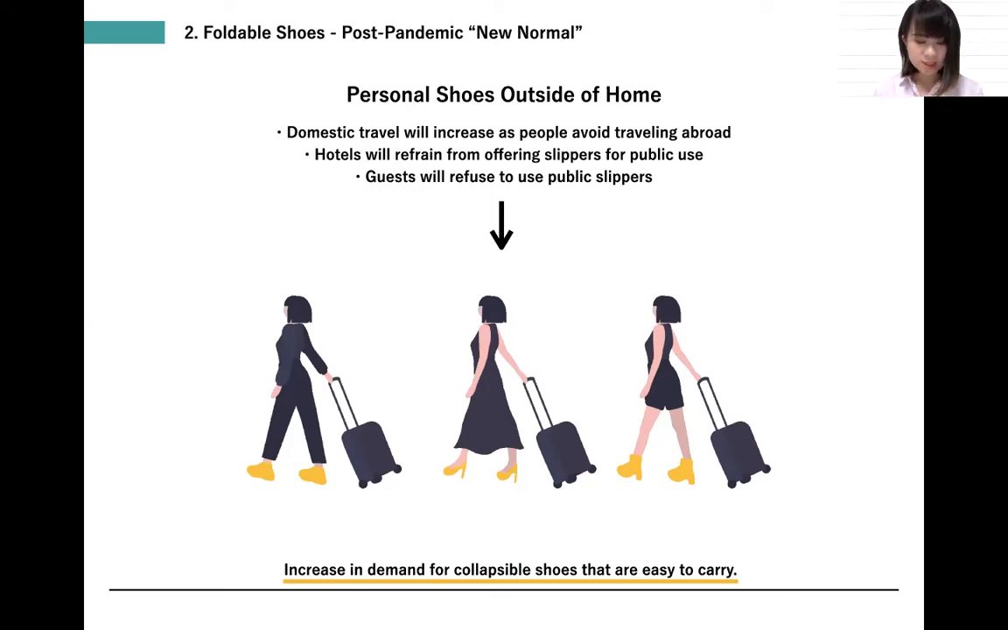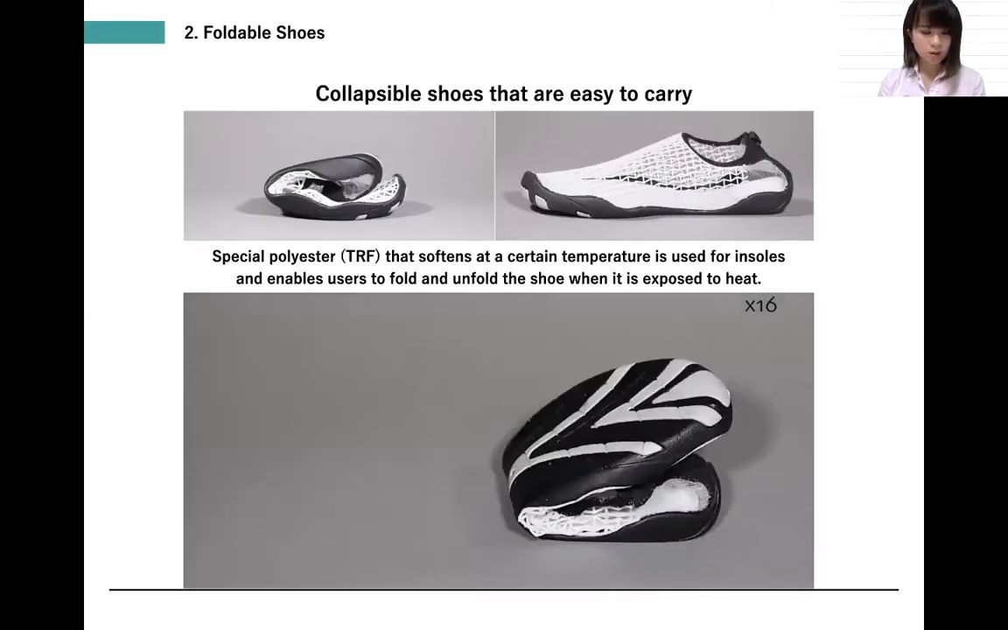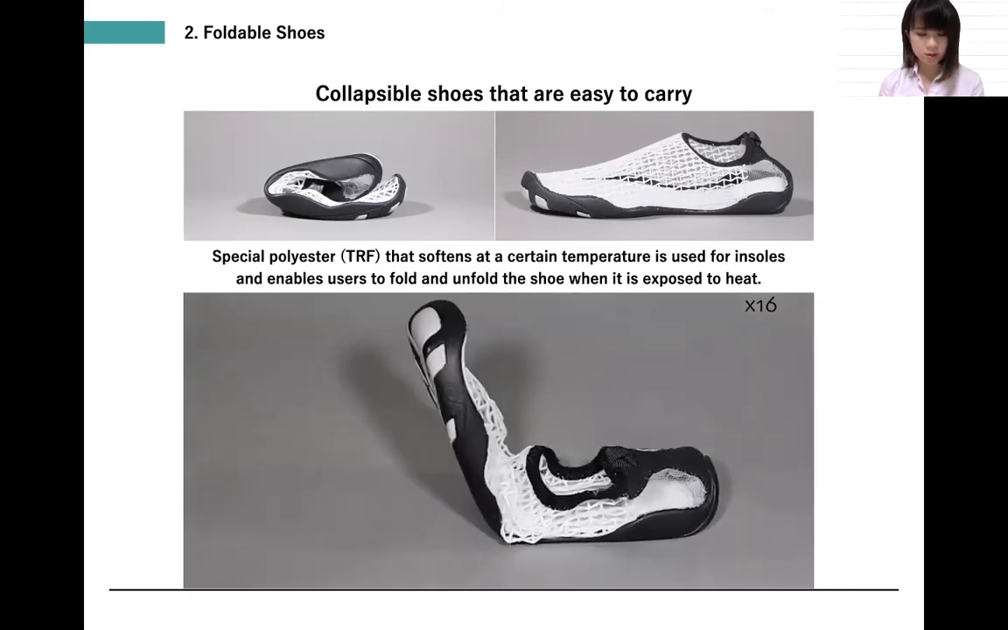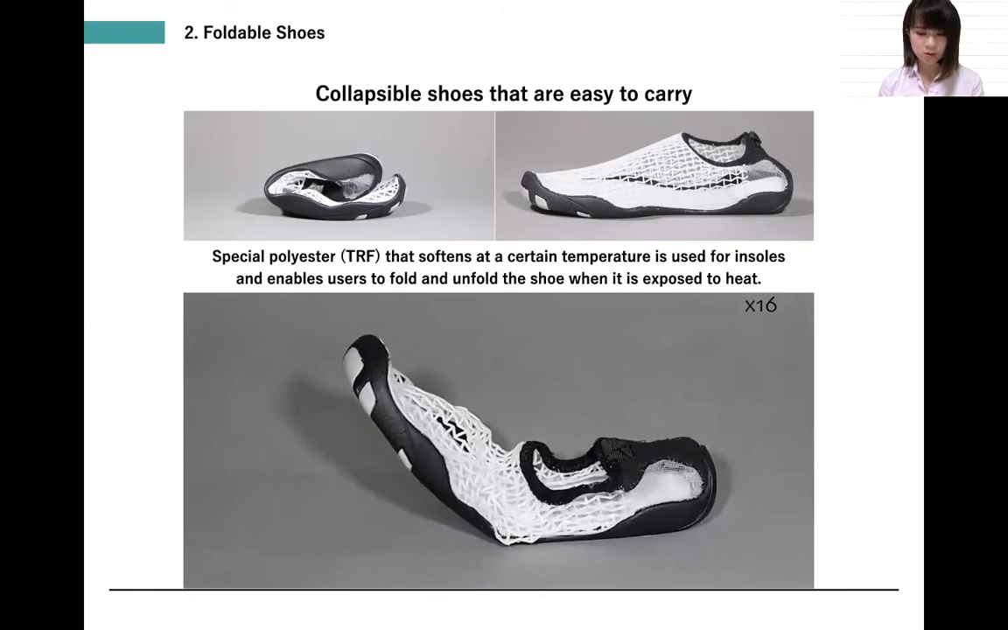Many public facilities in Japan, including Japanese-style inns, usually offer slippers for guests to put on while they stay at the hotel. But due to the impacts of COVID-19, it is expected that this tradition will change. Shoes tend to be too bulky to carry around, but this is solved by making the shoe foldable and compact. Special polyester that softens at a certain temperature is used for insoles and enables users to fold and unfold the shoe when it is exposed to heat. As shown in the movie, the shoe opens autonomously when it is heated.